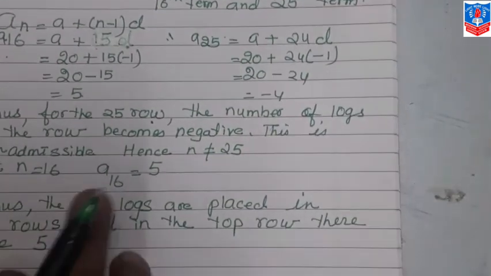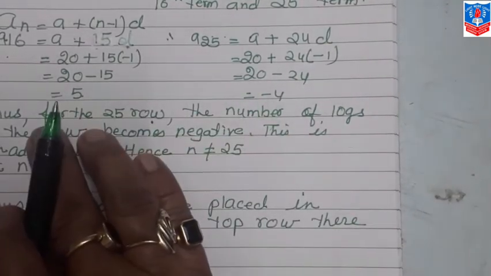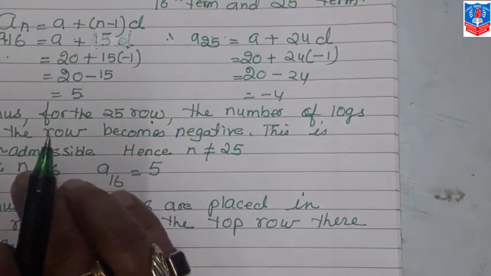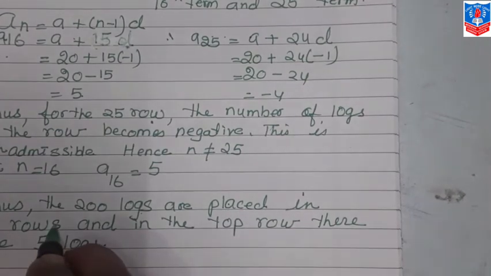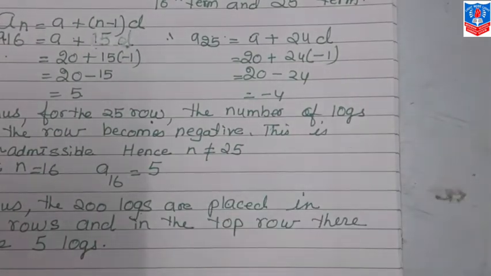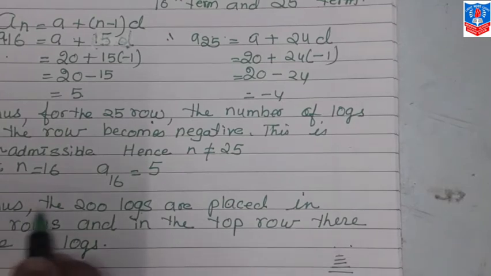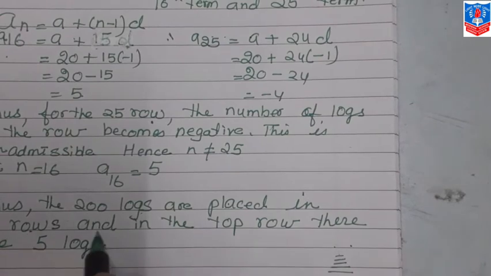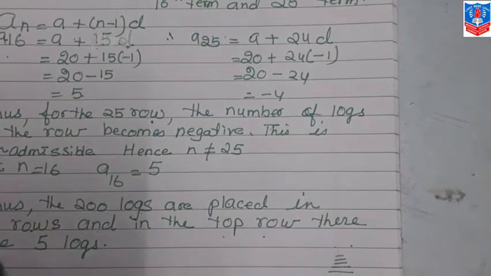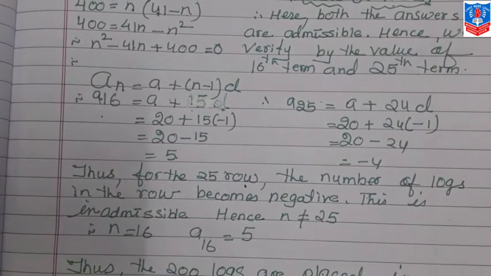क्या आएगा? a16 इक्वल 5. तो a16 इक्वल टू 5 है तो कितने आएंगे ऊपर, कितने लॉग्स लास्ट में बचेंगे? 5. Thus the 200 logs are placed in the 16 rows. ऐसे करते करते 16 में जो ऊपर है that is 5 बचेंगे. Thus the 200 logs are placed in 16 rows and in the top row there are 5 logs. वो टॉप रो में हमारा कितना आएगा? 5 logs. Clear children?